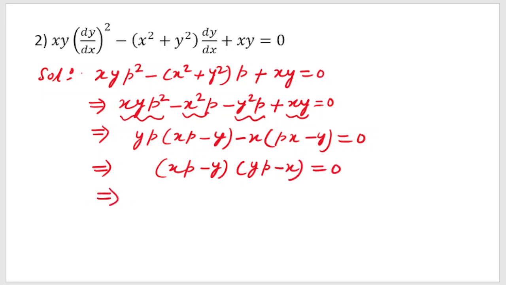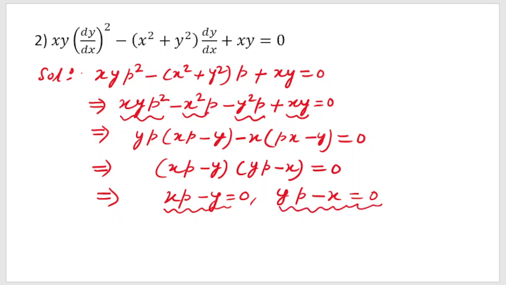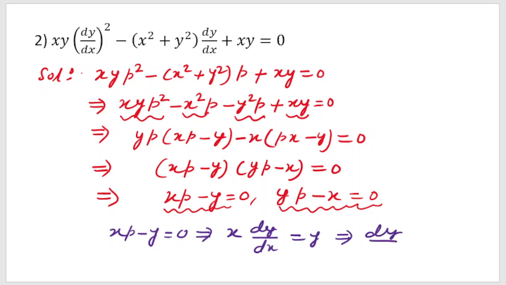As you can see, we have got two different equations now. First is xp minus y is equal to 0, and the second one is yp minus x is equal to 0. This is a differential equation of order 1 and degree 1, and this is also a differential equation of order 1 and degree 1. Now let us solve them one by one. First I take xp minus y is equal to 0. This can be rewritten as x, and for p I am writing dy by dx, is equal to y. Now using the variable separable method, I can write dy by y is equal to dx by x.